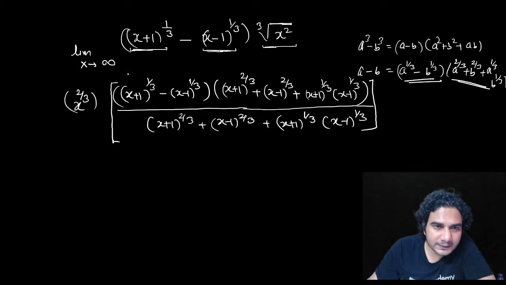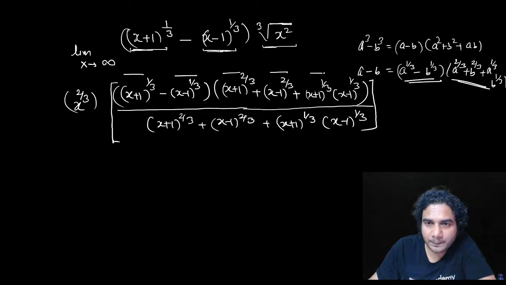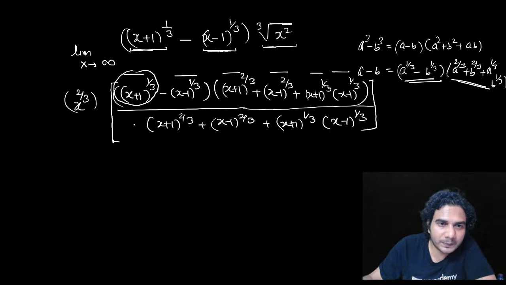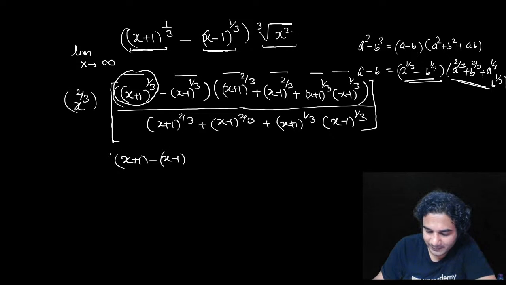Now you can read this as a minus b, then a square plus b square plus ab. So it will be a cube minus b cube. So cube of this is going to be x plus 1. So it will be x plus 1 minus x minus 1, right? So it is going to be 2, right? It is going to be 2.